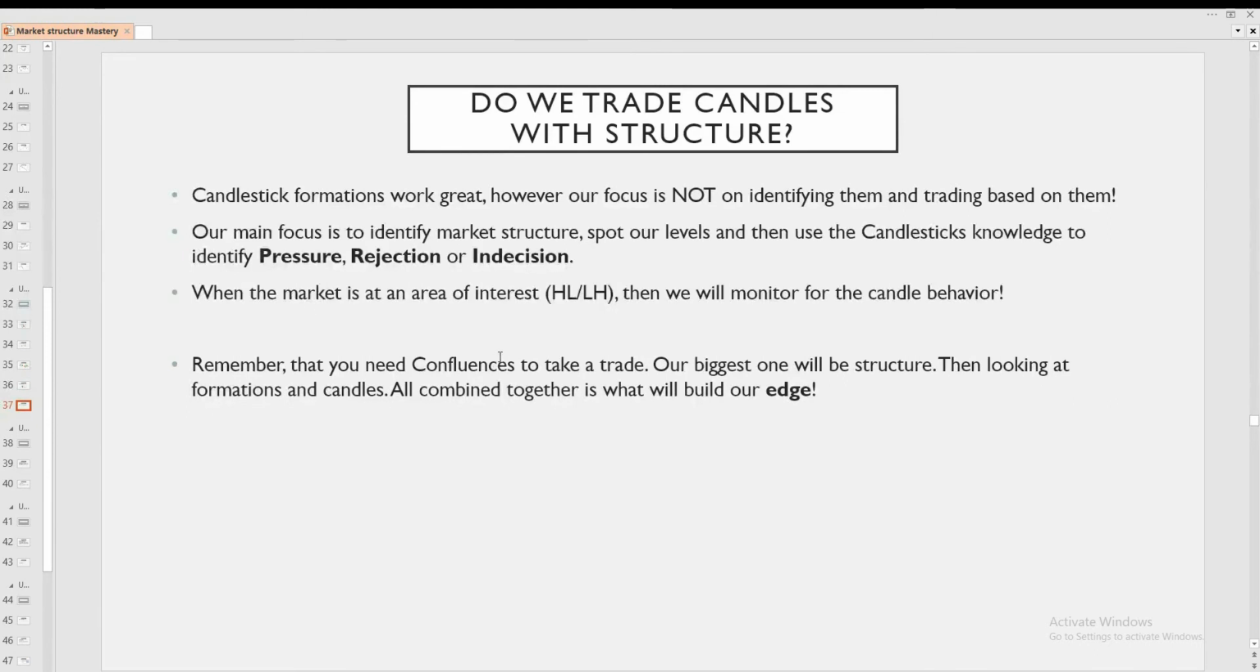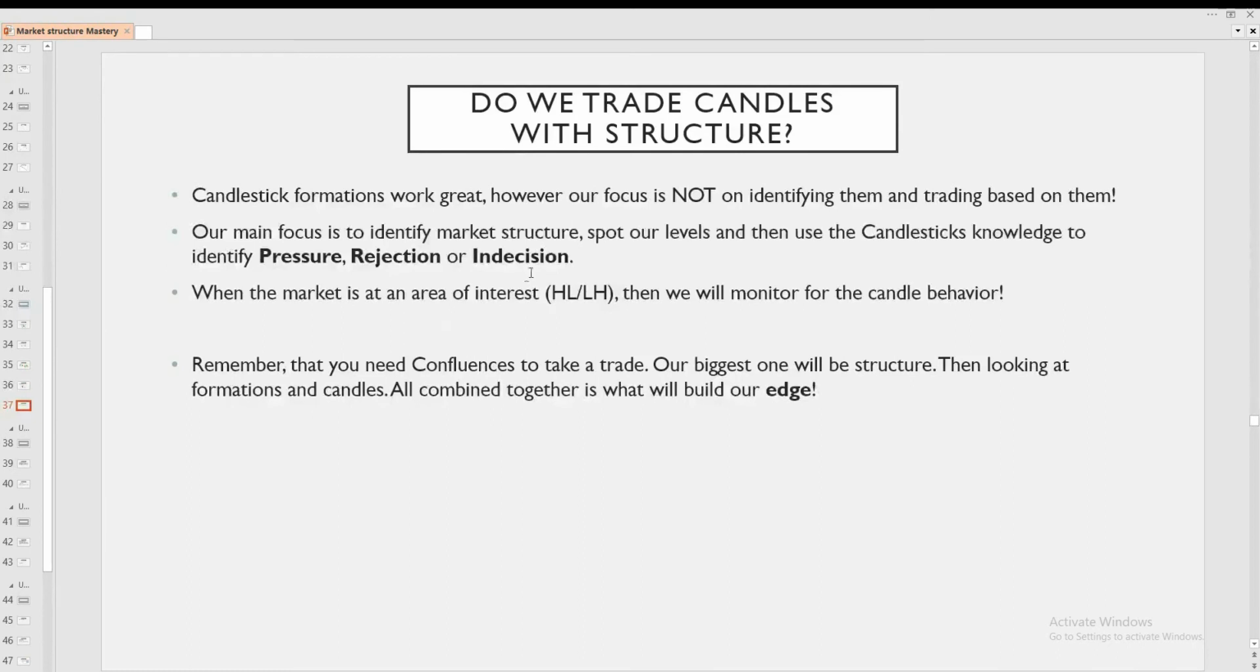And of course, when the market is in an area of a higher low or a lower high, this is our area of interest from which we want to take a trade. Then we will actually monitor for that behavior. We're going to, for example, jump on the hourly or the 15-minute time frame and see, do we have rejection from that level? Because a rejection will potentially confirm a potential reversal.